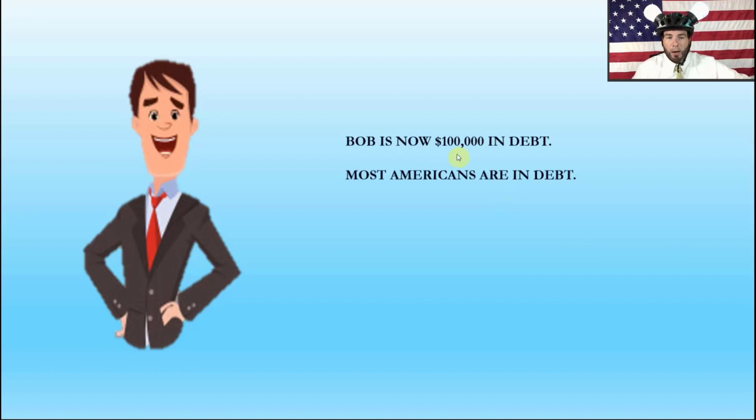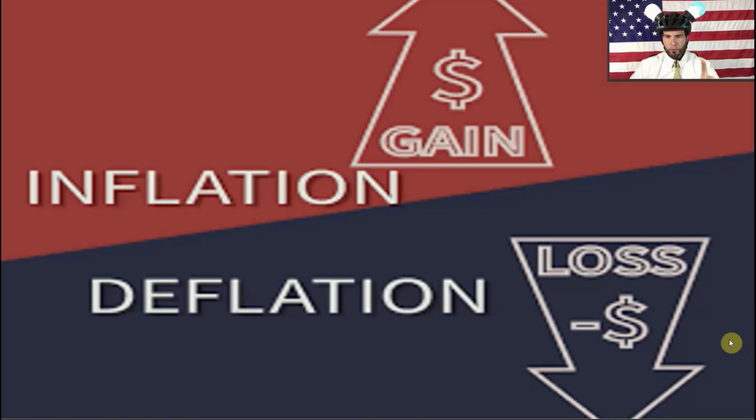All right. So Bob's $100,000 in debt. Most Americans are in debt. Now, you're like, okay, cool. I'm cool. I know what Bob says. So we're going to come back to Bob in a second here. But I wanted to give you that precursor to Bob before I start talking about what is really important here: this concept of inflation and deflation.